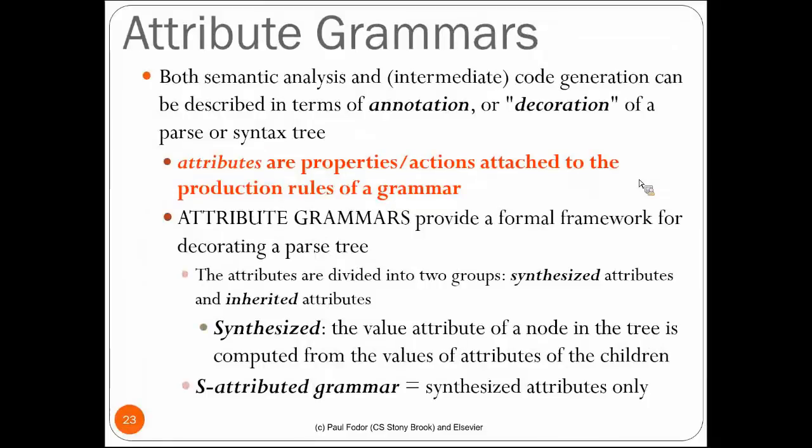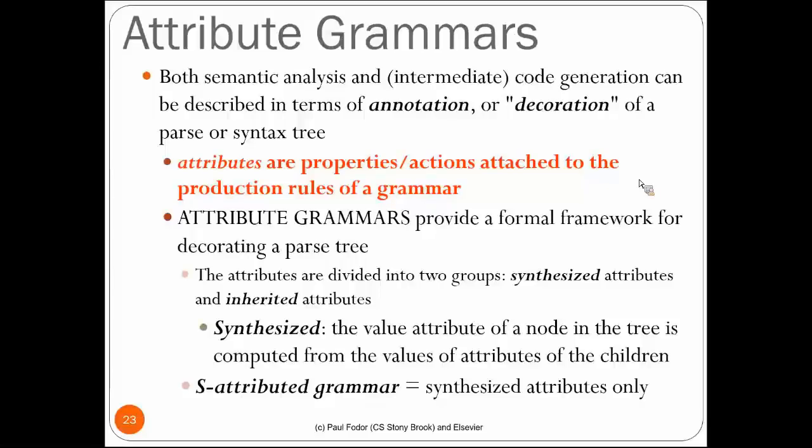So now let's talk about attribute grammar. There are many tasks that semantic analysis does. Basically, it can do type checking, it can do code generation, it can do all of those optimizations that we talked about. But the main job of semantic analysis is actually to generate a syntax tree or some internal representation of the program that is directly executable. So this semantic analysis phase can be described in terms of what is called an annotation or the decoration of the parse or the syntax tree.